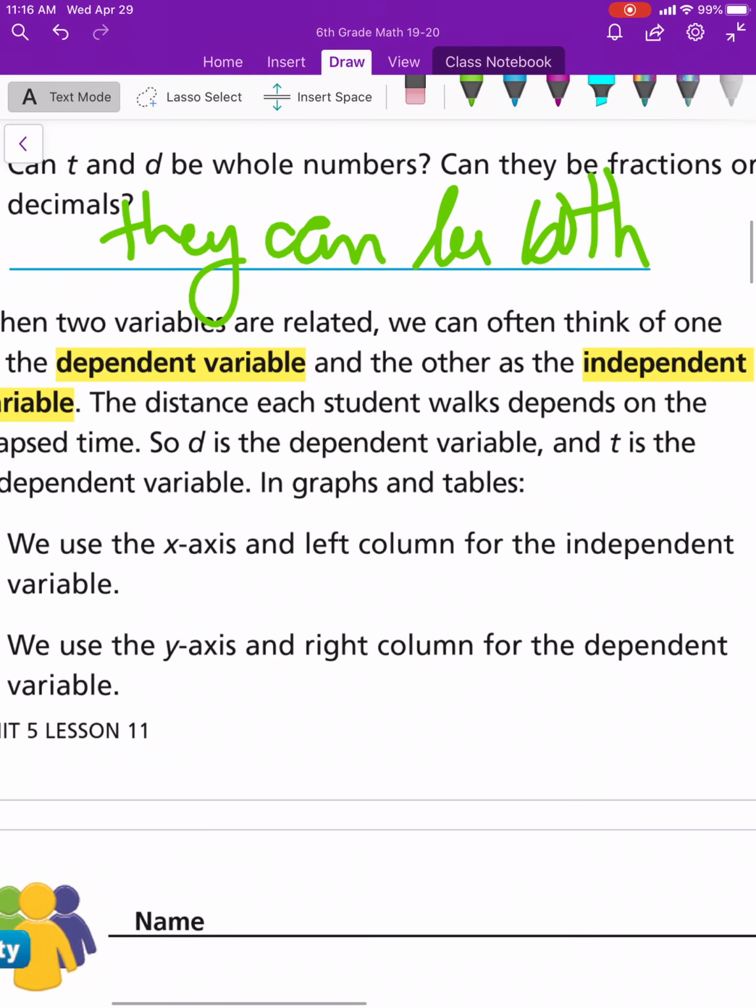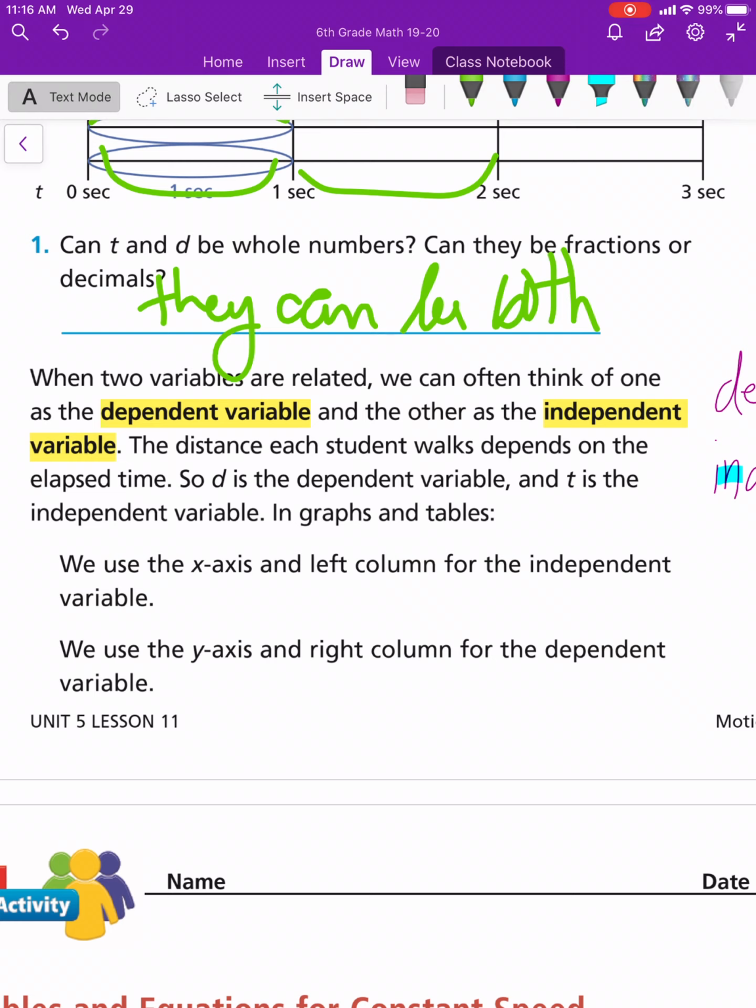Okay, so let's look at this. It says, when two variables are related, we can often think of one as the dependent variable and the other as the independent variable. The distance each student walks depends on the elapsed time. So D is the dependent variable, whereas T is the independent variable. T, the time, does not change. It does not care about what happens to anything else. Time passes no matter what. However, the distance traveled, that changes. That is something that changes at a different constant or a different rate.